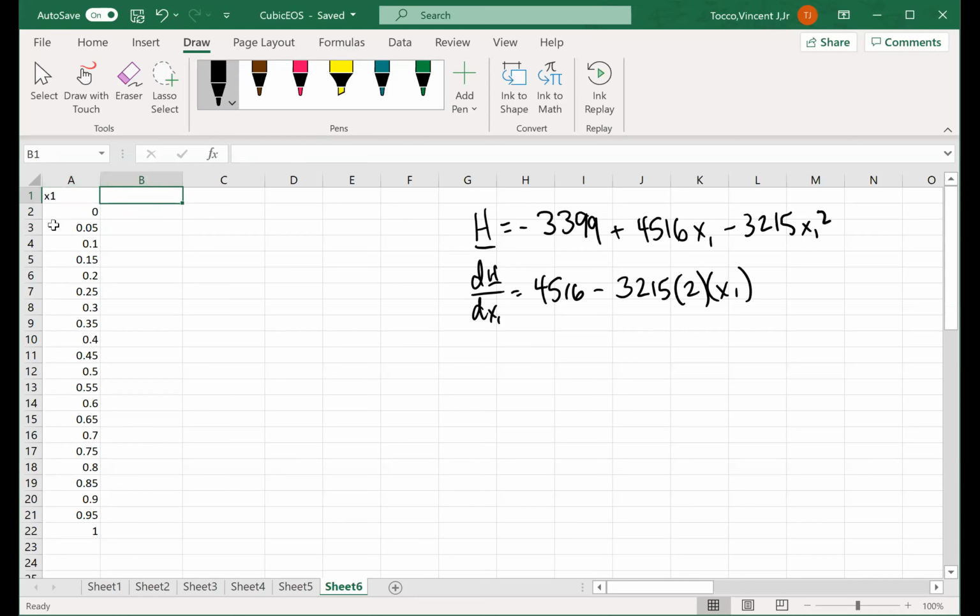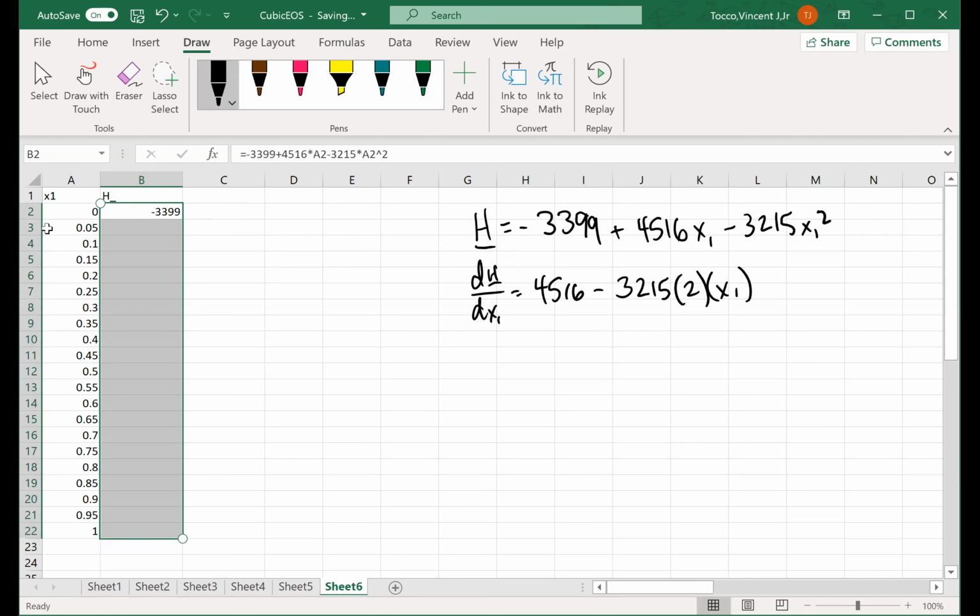All right, and the next column, I'm going to make a column for h underbar. This is the molar property. And remember, the problem gave me an expression for that. So it's minus 3399 plus 45/16 times x1 minus 32/15 times x2 squared. All right, and I will copy that formula all the way down.